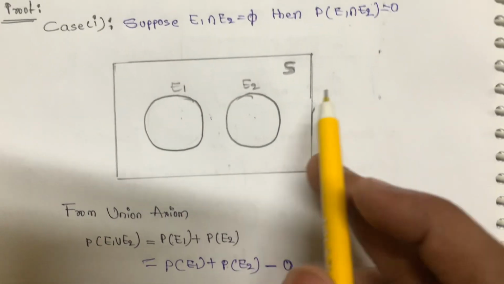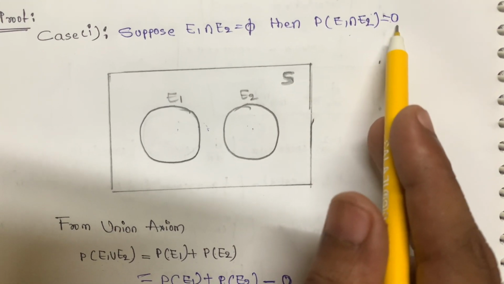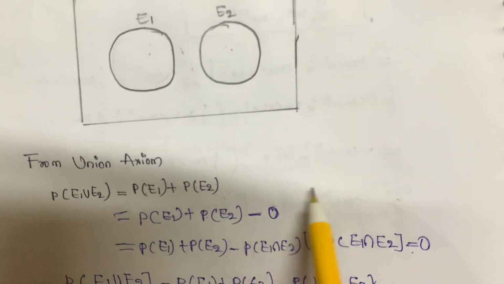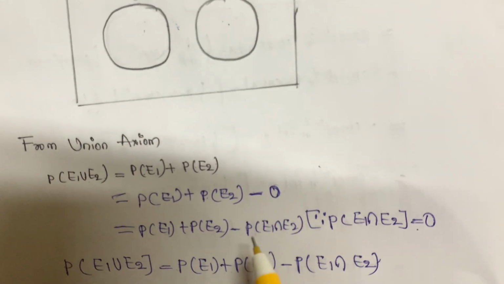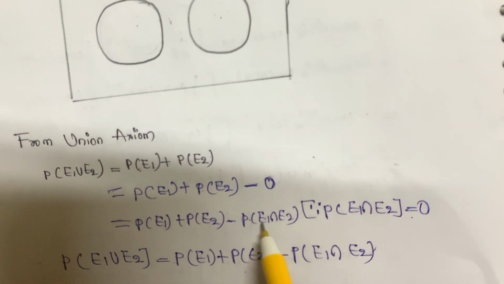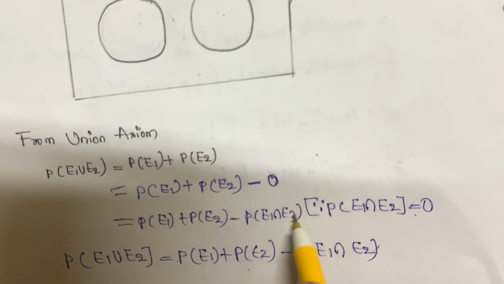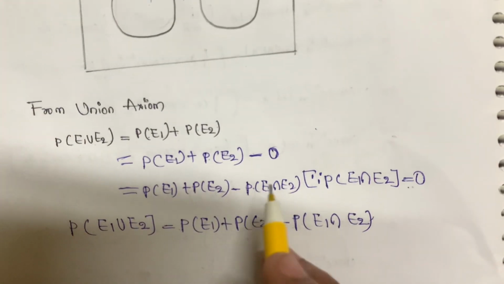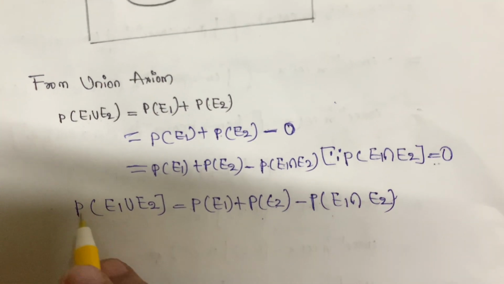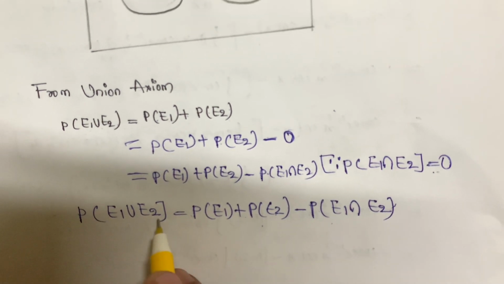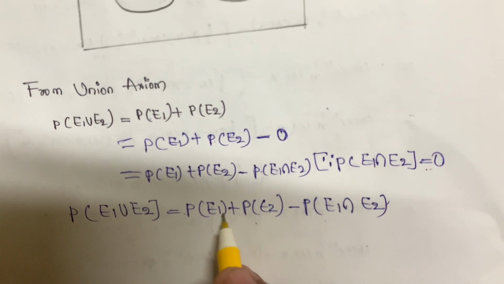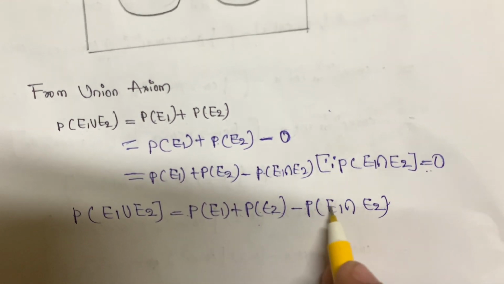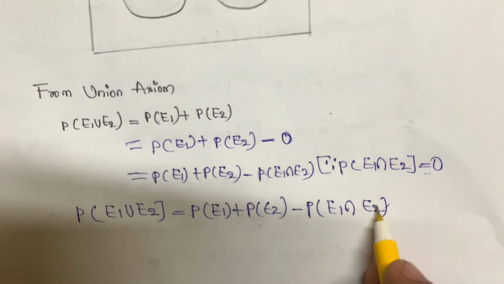Now, since intersection value is 0, minus 0 will give the same value, and in place of 0 we are substituting probability of E1 intersection E2 from this sample space, then we are getting this formula: probability of E1 union E2 equal to probability of E1 plus probability of E2 minus probability of E1 intersection E2.